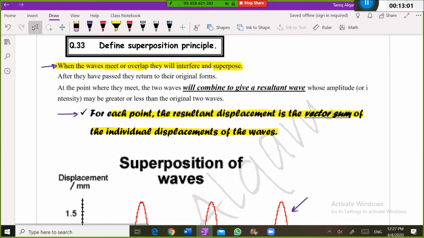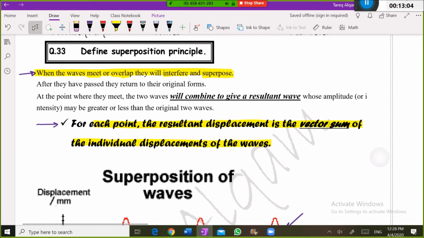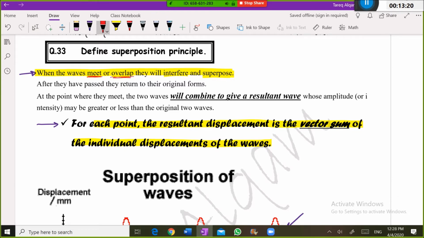we will define something totally different, which is called the superposition principle. For the superposition principle, guys, this concept is taken into consideration when waves meet or overlap. Let's say I have two waves that meet. At this position where they meet, what will happen? For each point, the resultant displacement is the vector sum of the individual displacements of the waves.